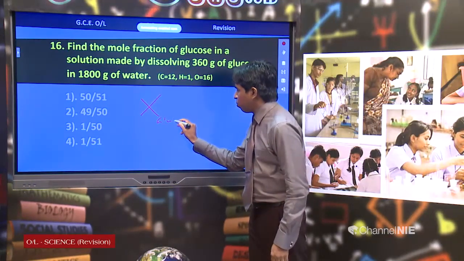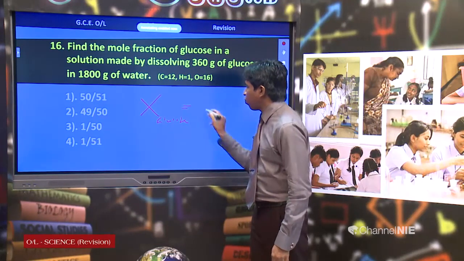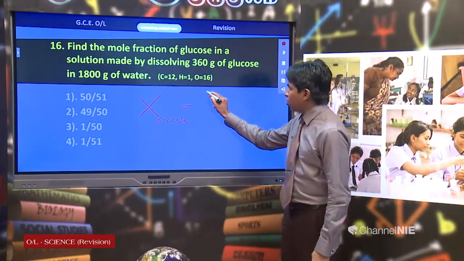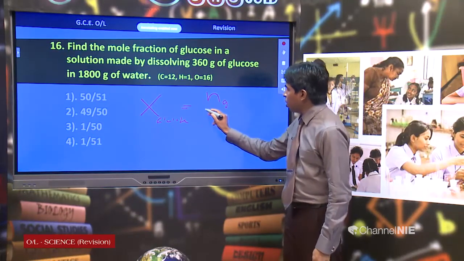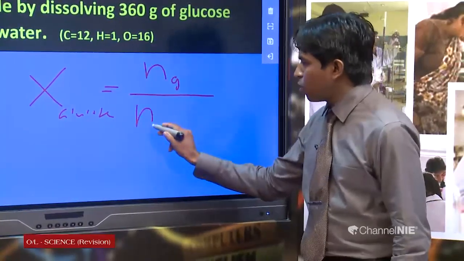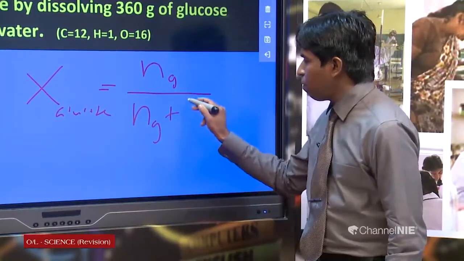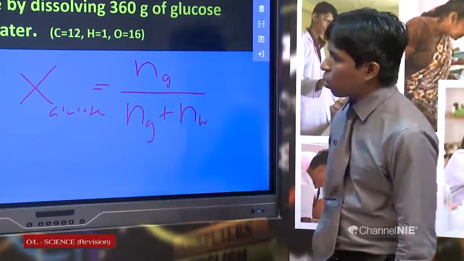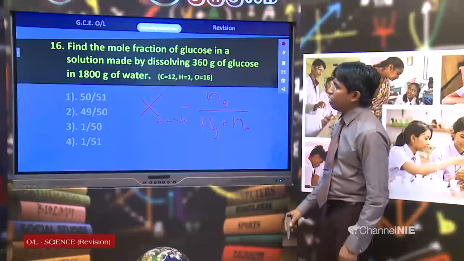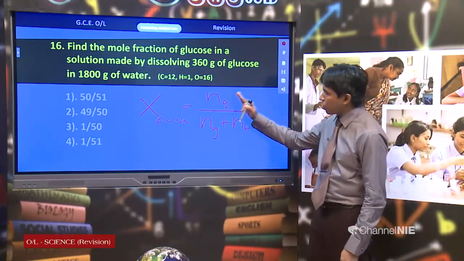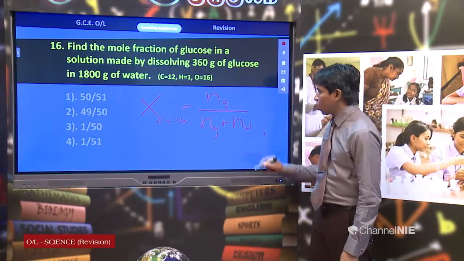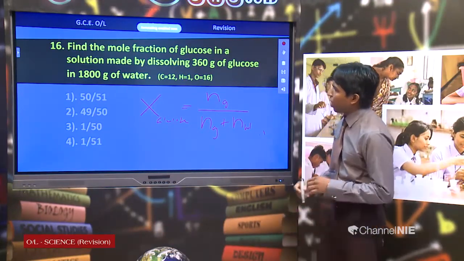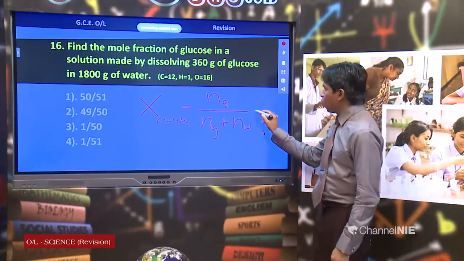So, when you find the mole fraction of glucose, you have to find the number of moles of glucose, I put here G, glucose, divided by number of moles of glucose plus number of moles of water. So, we call it total moles. Before you find the mole fraction, you have to calculate the number of moles of glucose and number of moles of water. Then you can get the total moles of the solution. So, how to find the glucose moles?